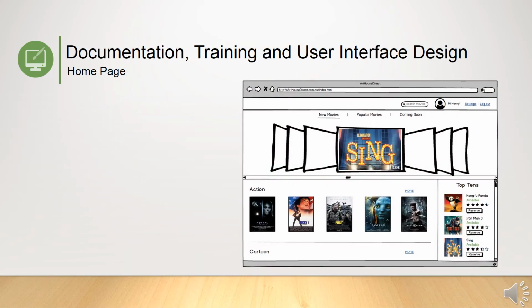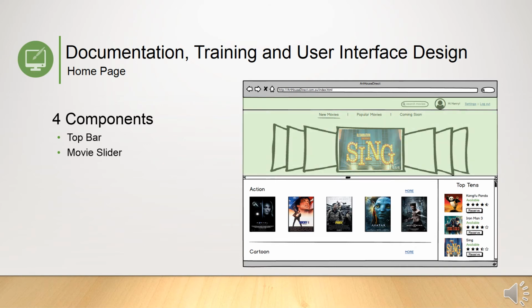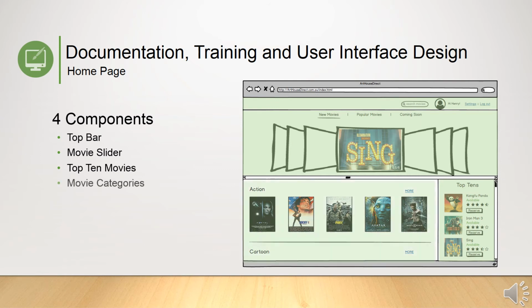This is the new home page. There are 4 components in this page. A top bar, which allows customers to log in and sign up. A movie slider to display the newest or the most popular movies. A recommendation bar to suggest the top 10 movies from each subscribed customer, and some movie categories.